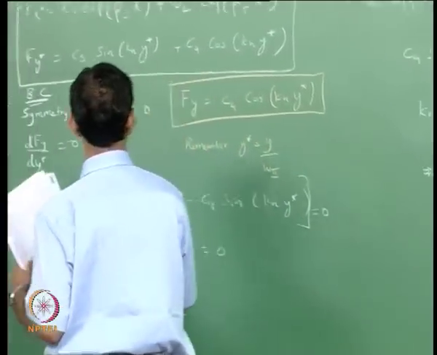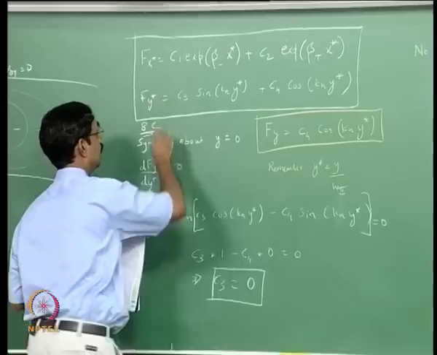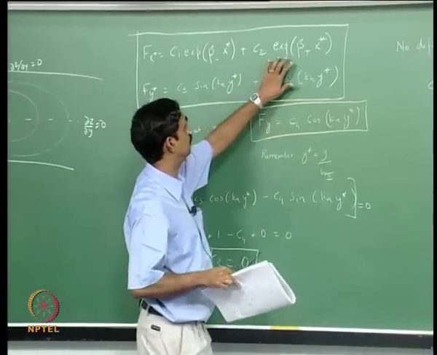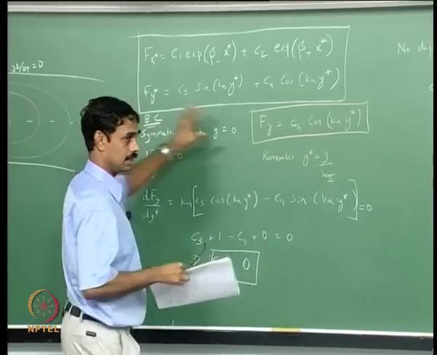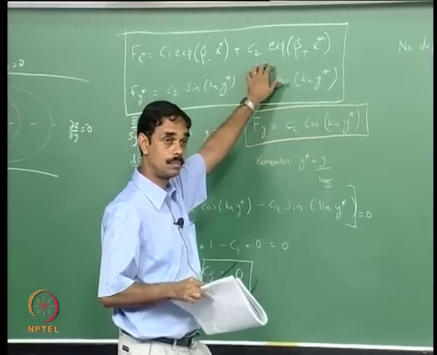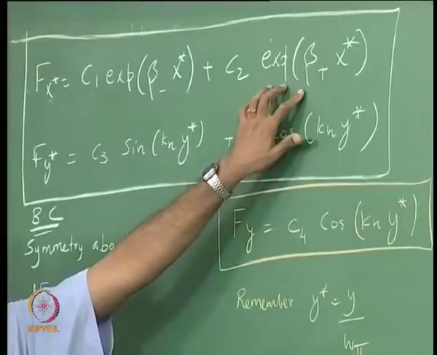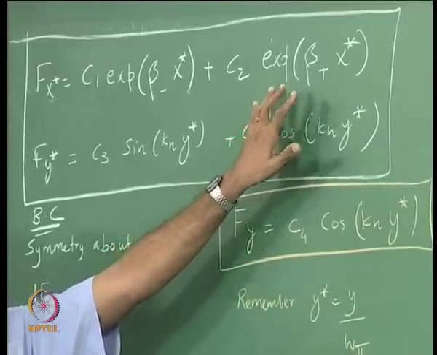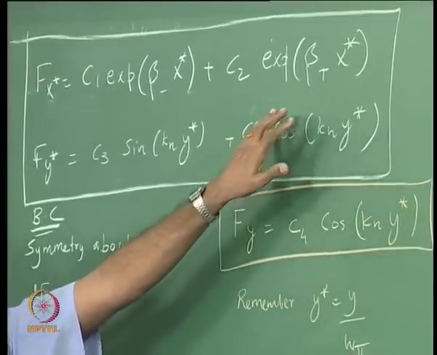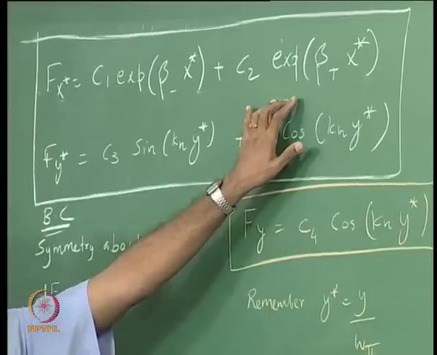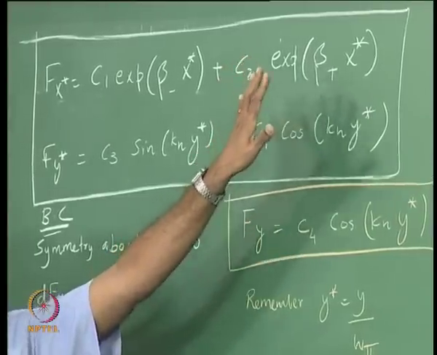Now let us take a look at f x star. So what happens to this term as we go downstream? This C2 exp beta plus x star. Beta plus means that is a positive number, that is all it means. It will keep on increasing unbounded. We cannot let this term blow out, so C2 is 0.